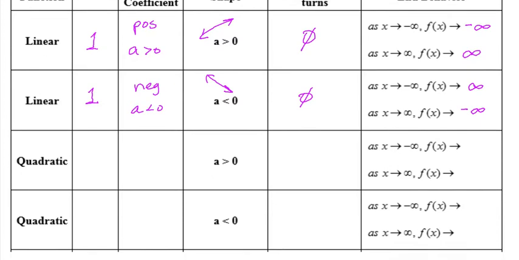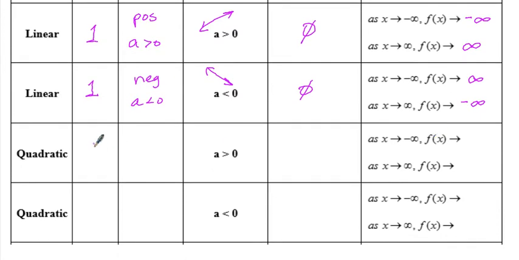Now let's talk about quadratics. We said quadratics have a degree of 2. The two types of quadratics are positive leading coefficient and negative leading coefficient. Those look like an opening up parabola or an opening down parabola.